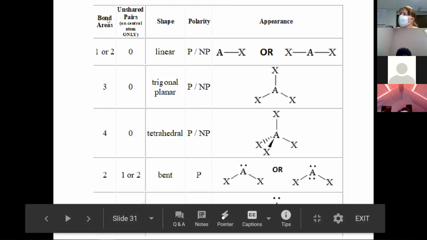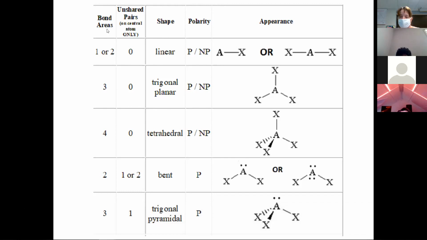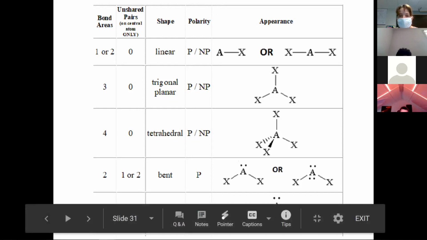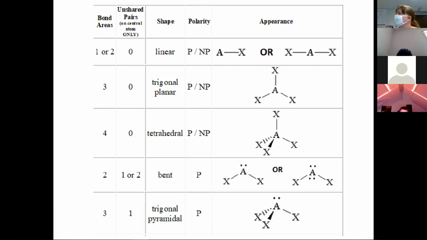So what do these mean? Our first column here is bond areas. The key to figuring out your shape is that you need to know which atom you're looking at to reference the bond areas and the unshared pairs. It is always the central atom in your drawing. So I'm going to give you an example. I'm going to draw NH3 for you.